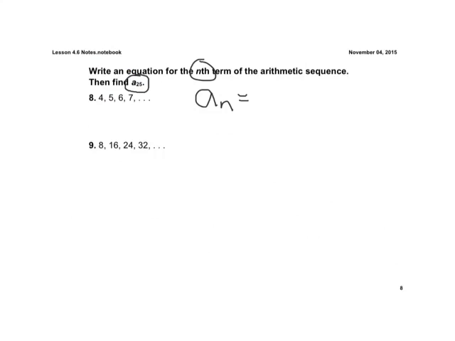Now, using our new equation, we move the common difference out front. If we look at our sequence here, from 4 to 5 we add 1, from 5 to 6 we add 1, from 6 to 7 we add 1. So our common difference, our D, is 1.